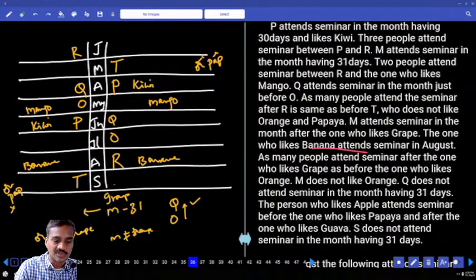M must be in the month of 31 days, after the one who likes grapes. Then M can be July or August or March. M after grapes, M cannot be in the month of Jan. Now here there is only one possibility for this M. Are you getting this one or not?